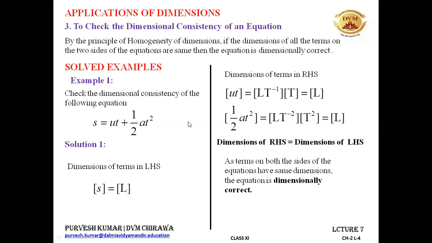Now it is quite clear to you how to check the consistency of an equation. You have to find the dimensions of the terms involved in the left hand side, find the dimensions of the terms involved in the right hand side, and then check whether the dimensions are equal or not. If they are equal, the equation is dimensionally correct. If they are not equal, the equation is not correct. So let's do another example.